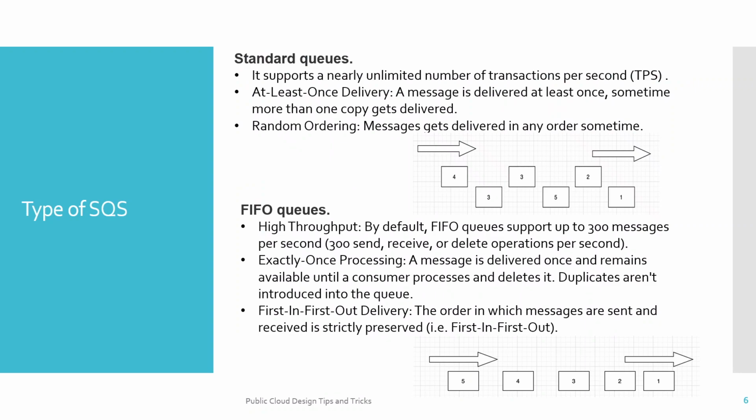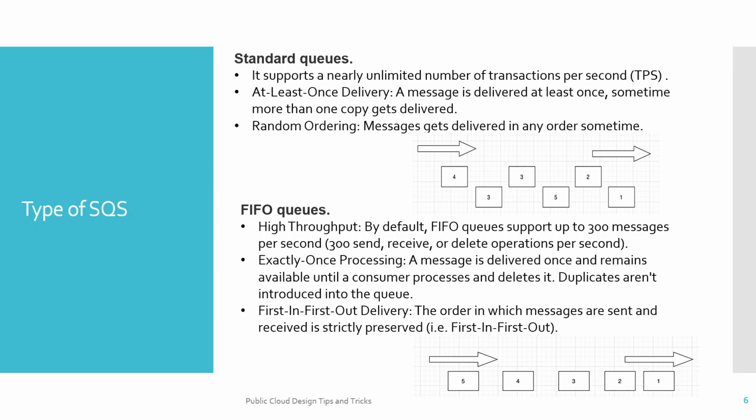Types of SQS are standard queues and FIFO queues. Standard queues support a nearly unlimited number of transactions per second (TPS). It guarantees at-least-once delivery. A message is delivered at least once. Sometimes more than one copy gets delivered. It is random in nature in terms of ordering. Messages get delivered in any order sometimes. So for example, there are 5 messages in a queue. When it gets delivered, it can follow a pattern like 4, 3, 3, 5, 2, 1.